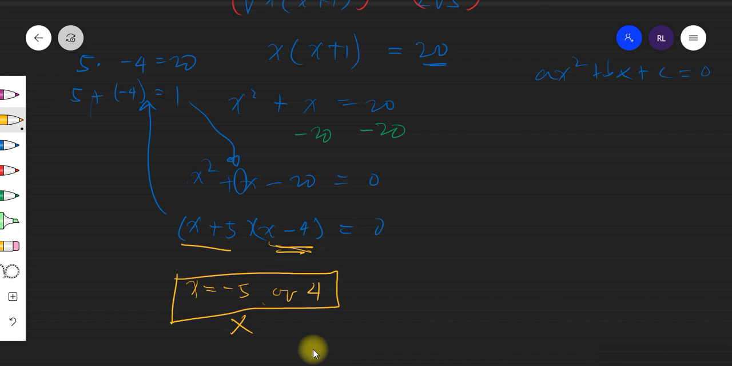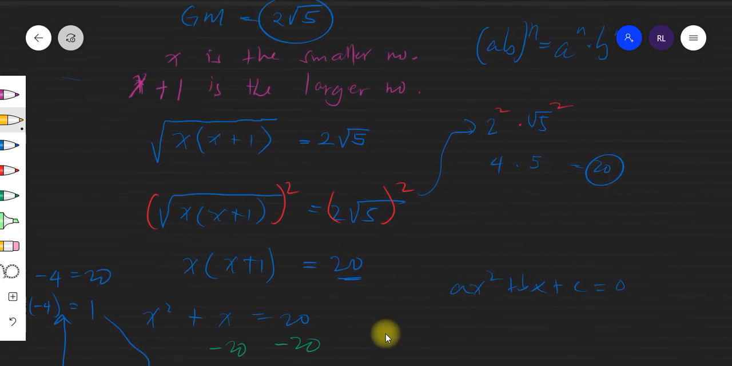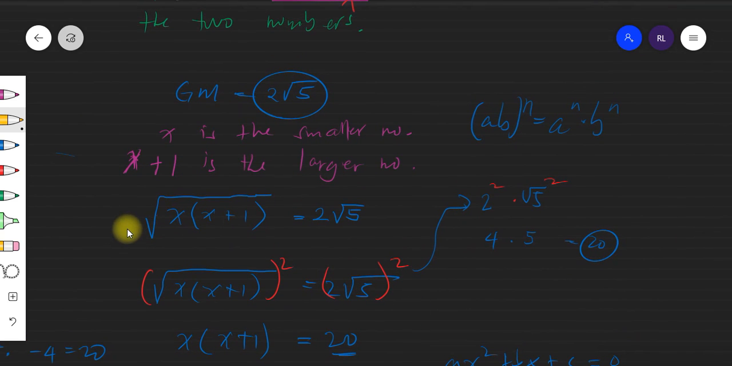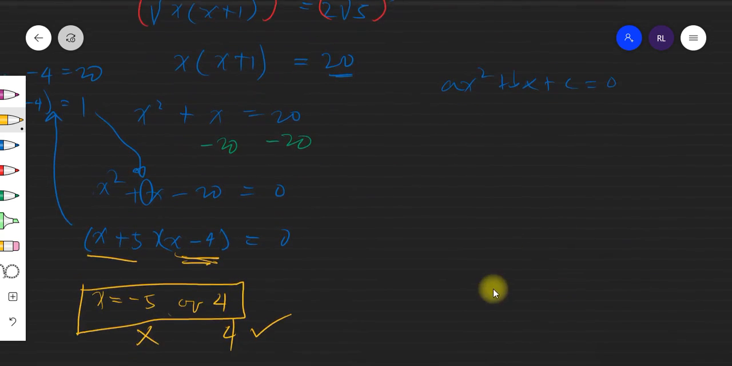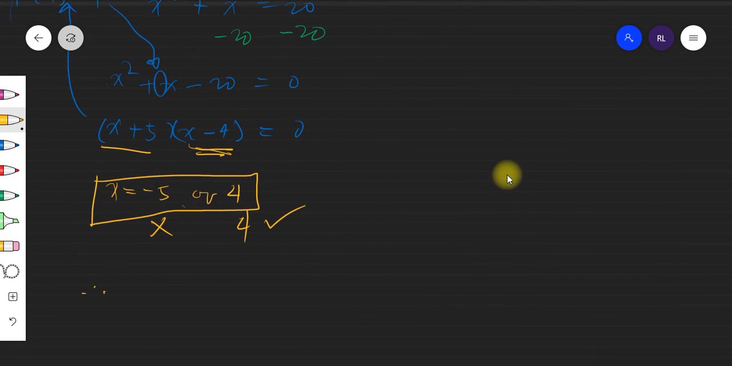So we have x equals 4. Therefore, our first number is 4, and 4 plus 1 is definitely 5. Therefore, the two numbers are 4 and 5. So you always write your conclusion when you answer something. You always write your conclusion for formality. We have, therefore, the numbers are 4 and 5.